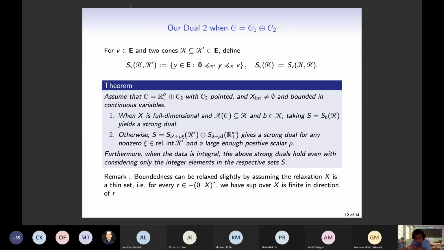And one thing that we think is going to go through is, instead of being bounded, we assume that the relaxation is a thin set. For those who don't know, a thin set basically just means that you look at every direction in the polar and the supremum in that direction is finite. So of course, bounded sets are thin. And I think if you allow for general thin sets, it'll all go through.